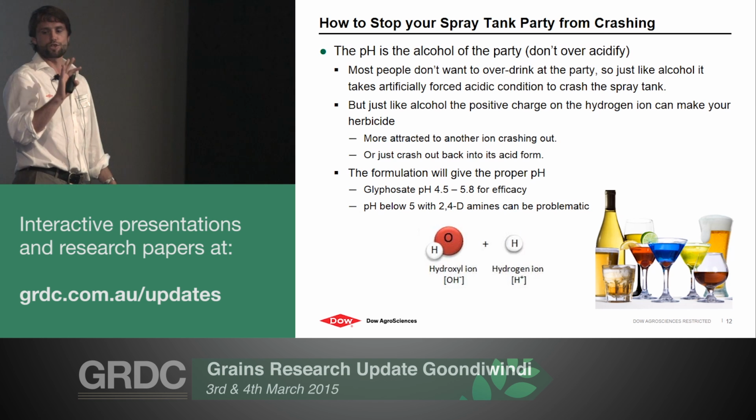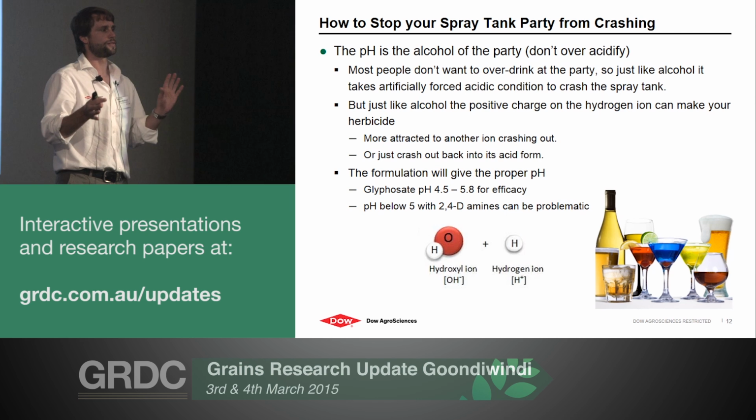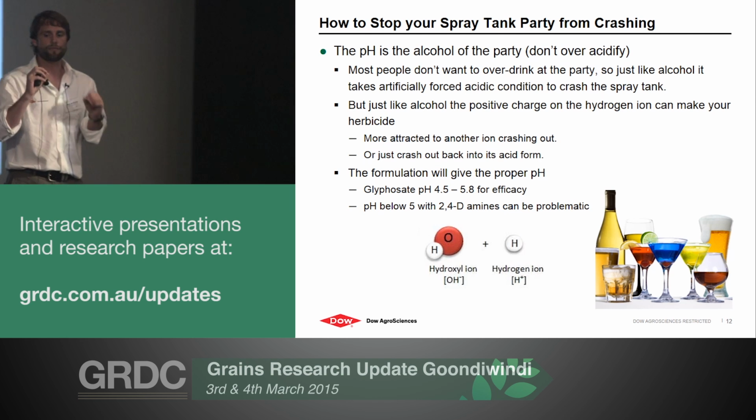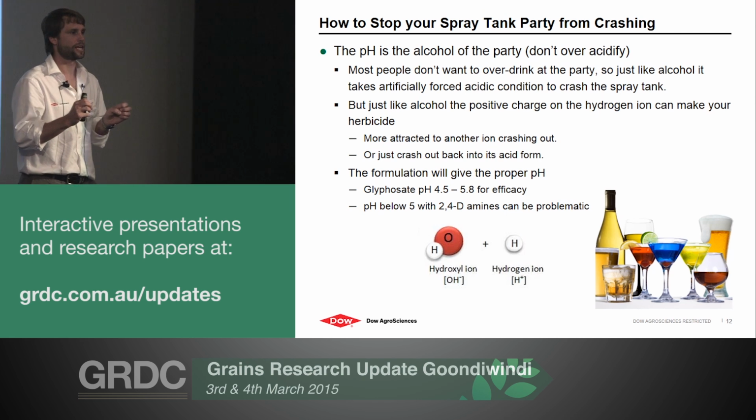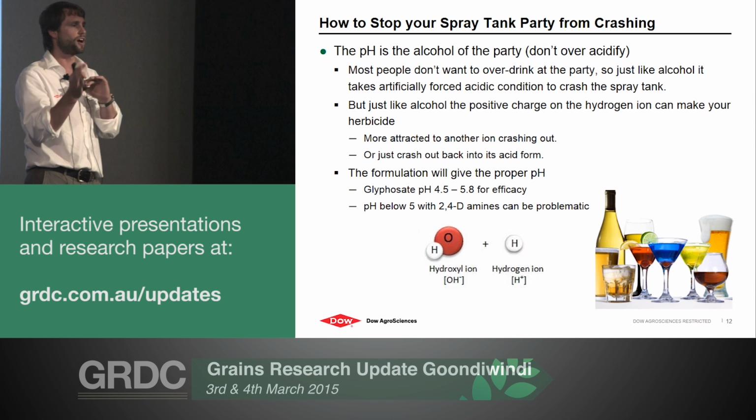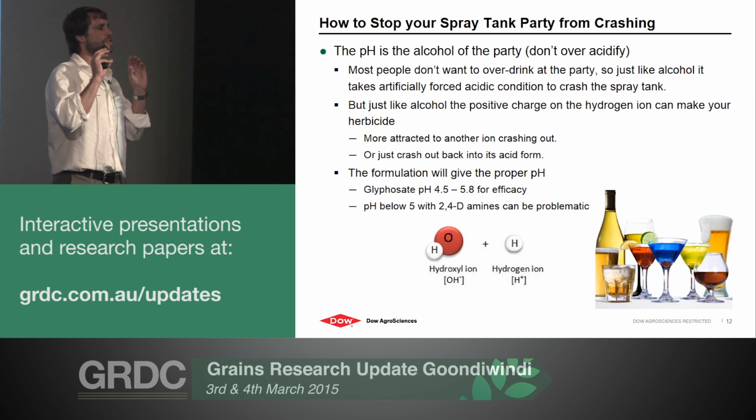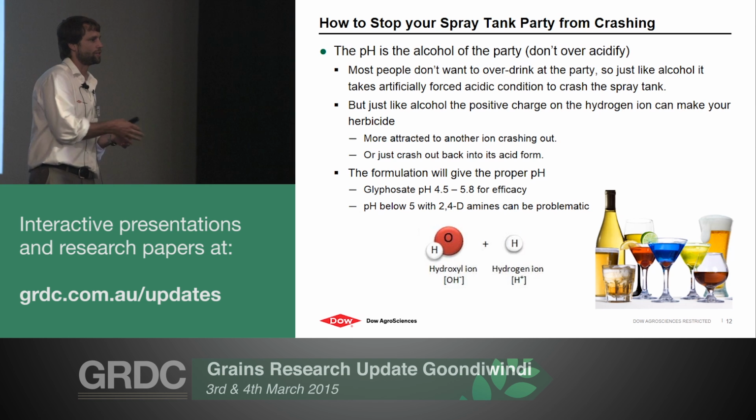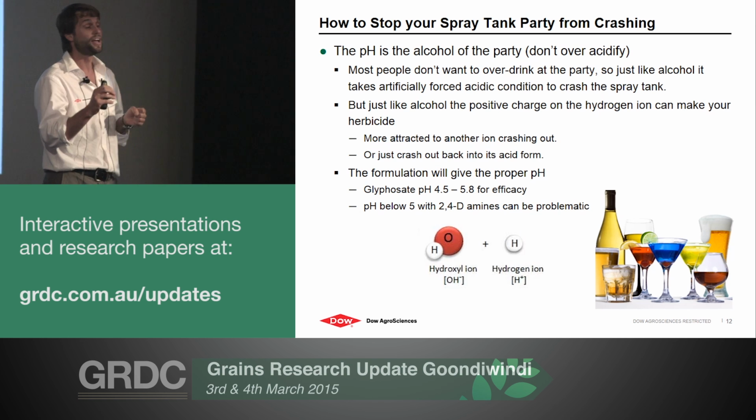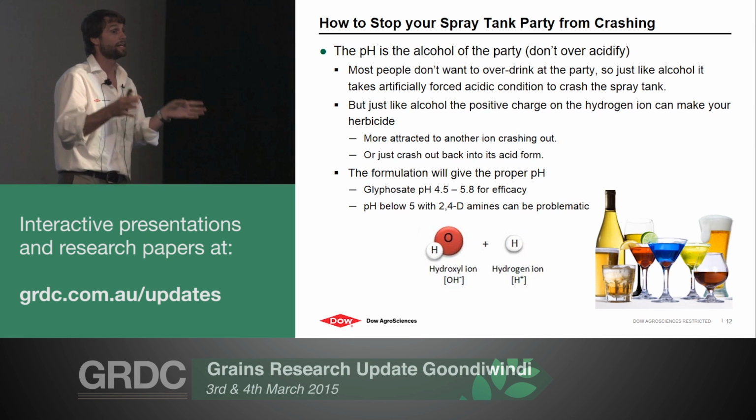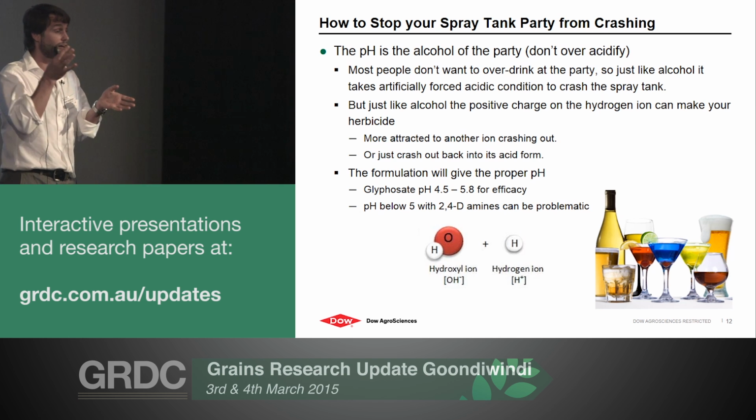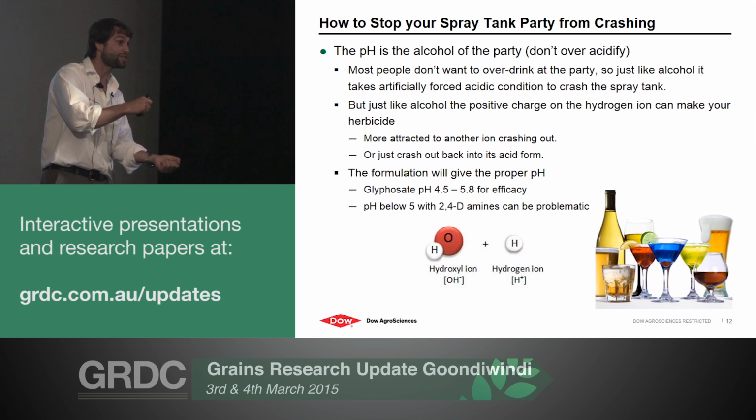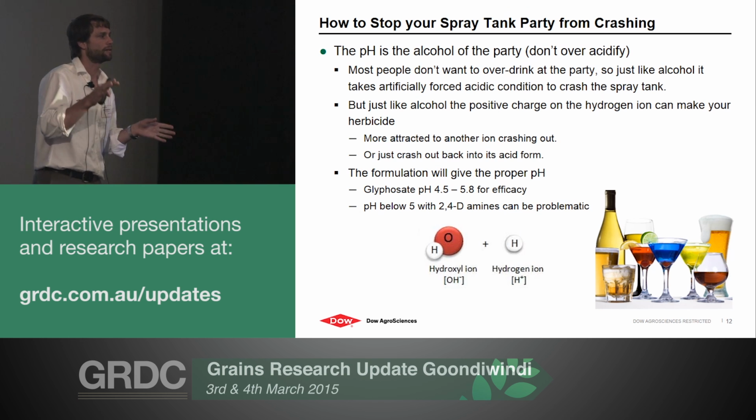Now it is true, a lot of people talk about glyphosate and the proper pH. If you want the proper pH for glyphosate, you have to hit that 4.5 to 5.8 range. This gives it the proper charge so that it can enter the leaf surface for penetration in the leaf. Now, glyphosate is formulated in such a fashion that it's a liquid, and when you pour it into the spray tank, it automatically hits that pH.